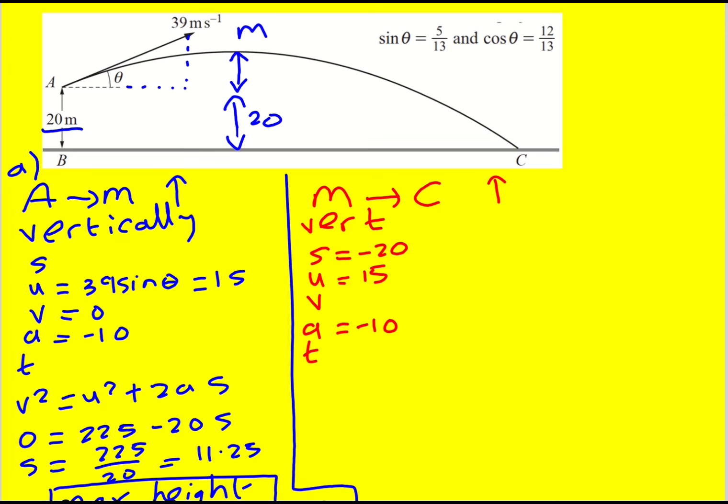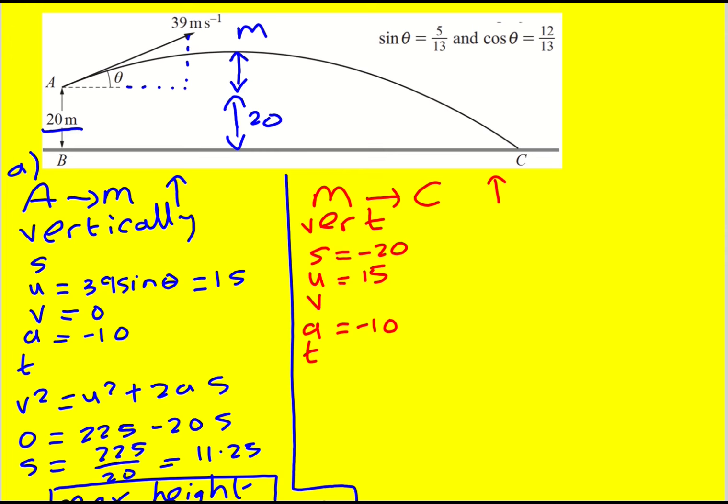You could alternatively have chosen down to be positive, and then s would be 20, a would be 10, and it would actually be the initial velocity that was minus 15. You're just basically multiplying a suvat equation by minus 1 all throughout. So it can work, and there's just advantages sometimes to choosing a particular direction. Like if you're throwing something down, then it makes sense to make down positive. Because something's going up here, I tend to make the initial motion the positive direction.